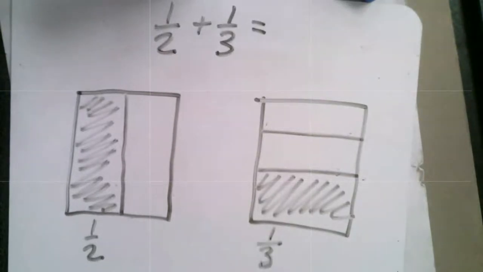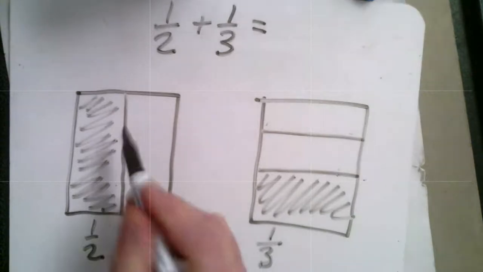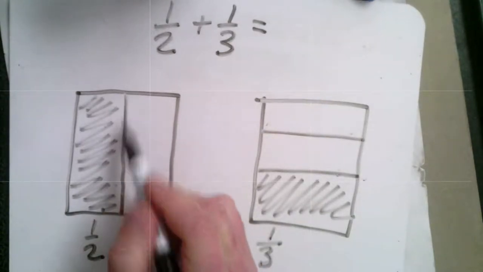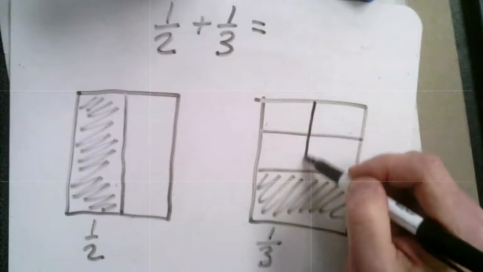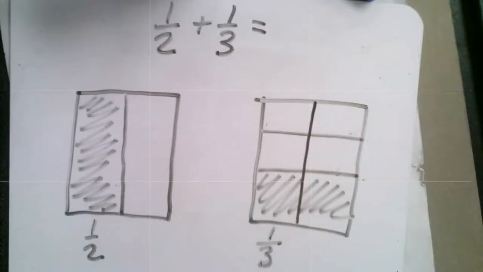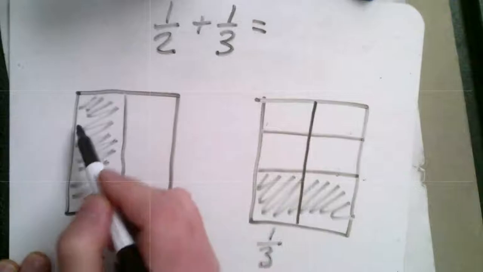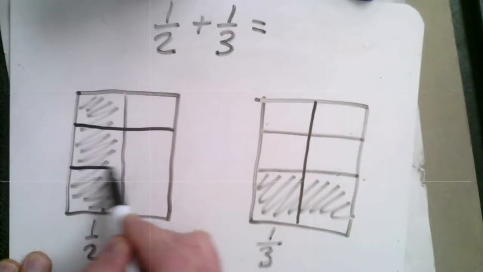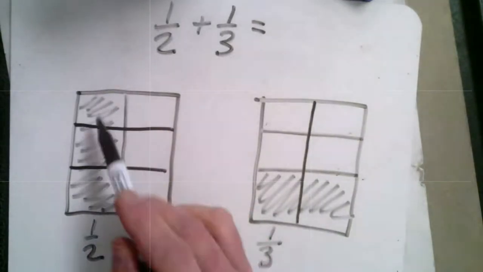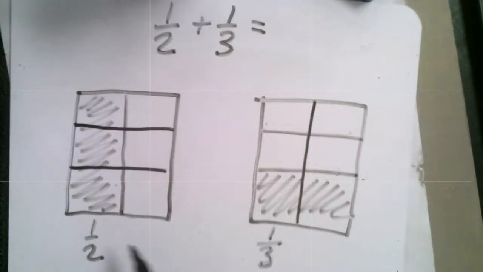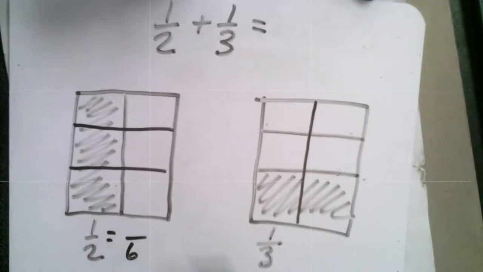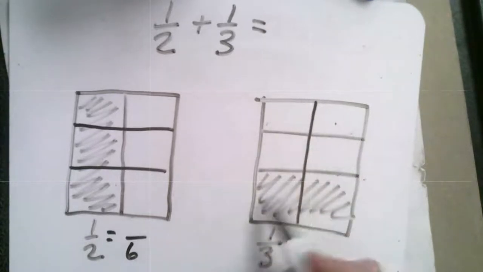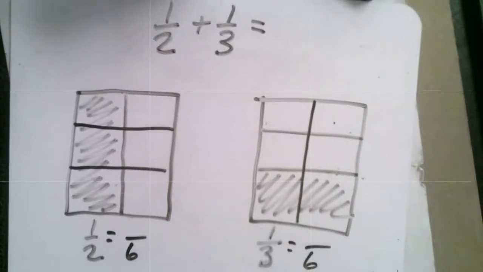Now, what I'm going to do is I'm going to make the 2 boxes look exactly the same. And the way I do that is whatever I did in one box, I'm going to do it in the other. So here I drew one vertical line. So I'm going to take this and draw that vertical line here. And here I drew 2 horizontal lines, so I'm going to draw 2 horizontal lines here. And now, how many parts are in each box? Well, there's 6 parts in each box. 1, 2, 3, 4, 5, 6. So I've created 6 parts.